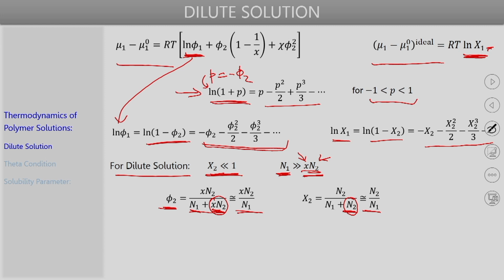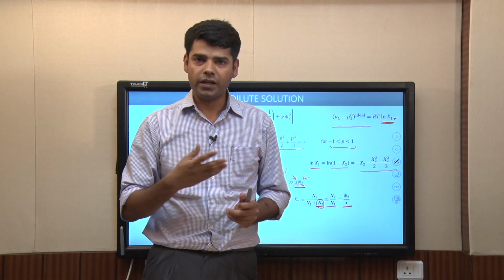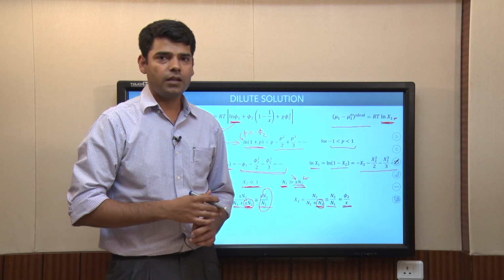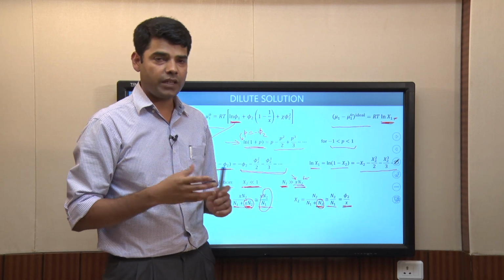Now, if we look again at the expression for phi 2 here, this ratio N2 by N1 we can just express as phi 2 by x. So, the expression for x2 becomes just phi 2 by x. So, we see that the mole fraction x2 is much smaller than the volume fraction phi 2, because for a typical polymer molecule the number of segments x will be quite high, in the order of hundreds or even thousands or even more. So, x2 typically will be much smaller than the volume fraction phi 2.